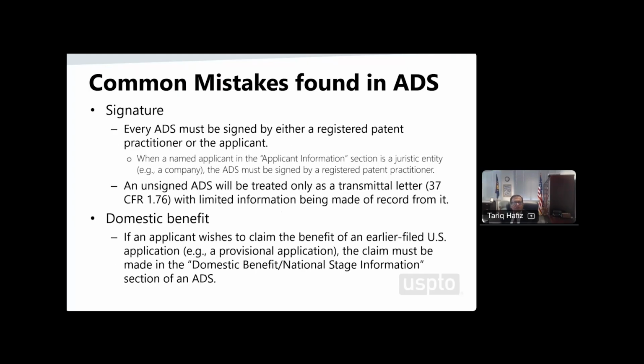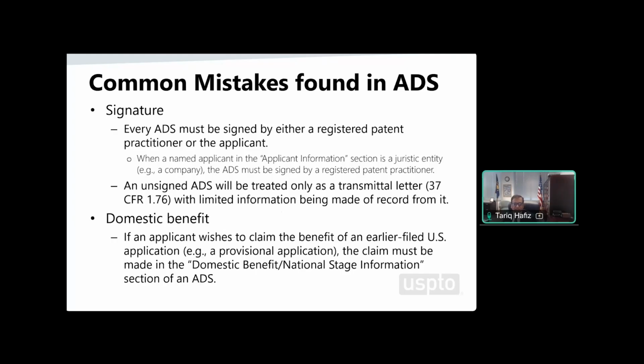So, some of the issues or common mistakes found in application data sheets. First, every ADS must be signed. By whom? Well, the registered patent practitioner or all applicants. If there's a company involved, then they do not have representation.